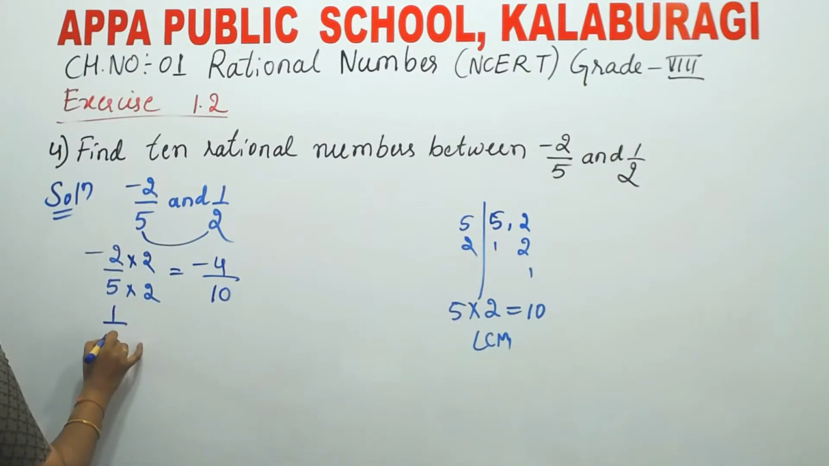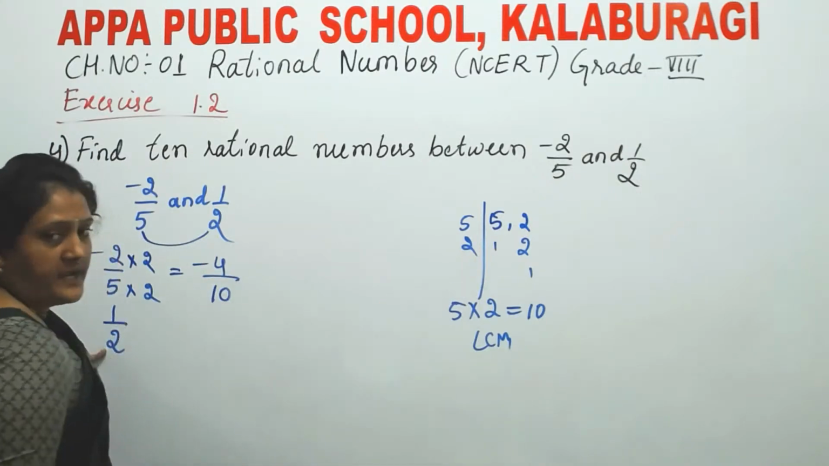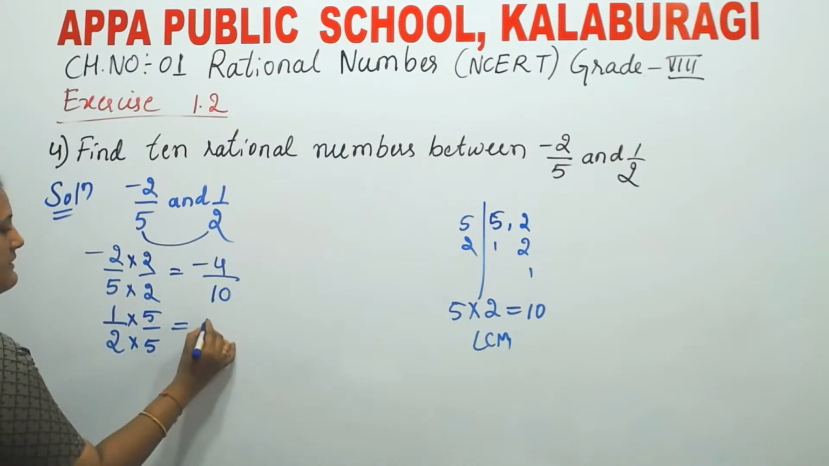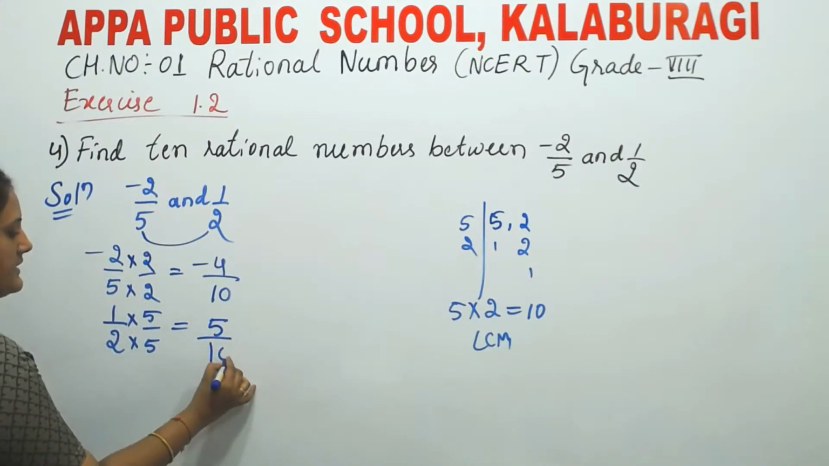Now 1 by 2. So 2 into how much is 10? Because the LCM is 10. Right? So 5. That's what 5 here. Both ways we have to multiply. 5 ones are 5. 2 5s are 10.